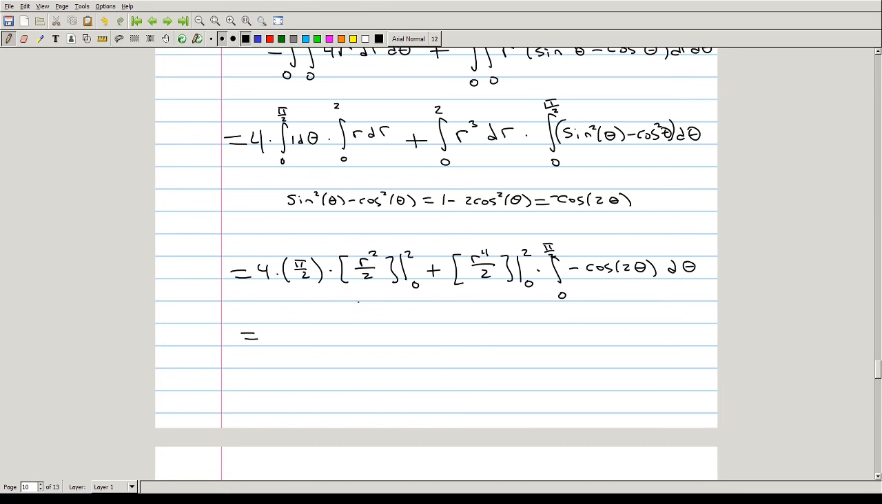And thus this will be equal to, well, 4 divided by 4 is 1, this is pi times 2 squared, plus 2 to the 4th divided by 4 times, and this is actually negative, there's a negative sign here, the integral of cosine 2 theta, which is one half sine of 2 theta, evaluated at pi over 2 and 0. When we evaluate this at the endpoints, it ends up being 0 minus 0, so this entire thing is 0, and we're left with the answer of 4 pi.